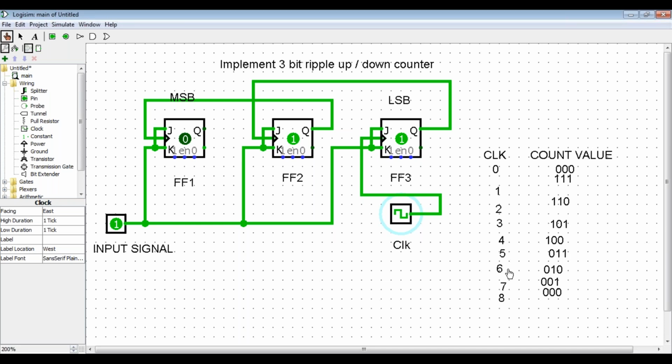Okay? Next we are going to check the 6th clock pulse. So for the 6th clock pulse, what happens is you click, and again you want to click one more time.